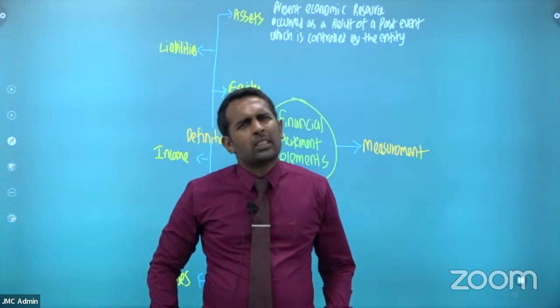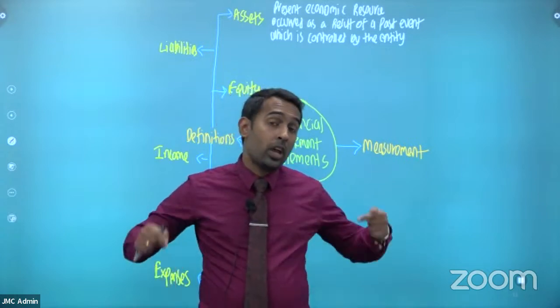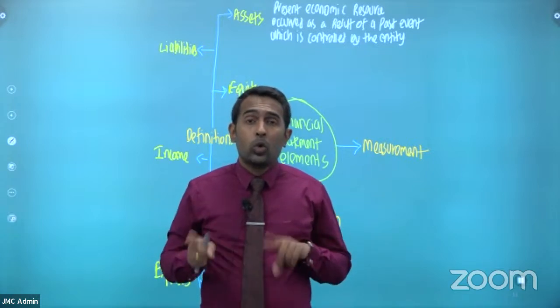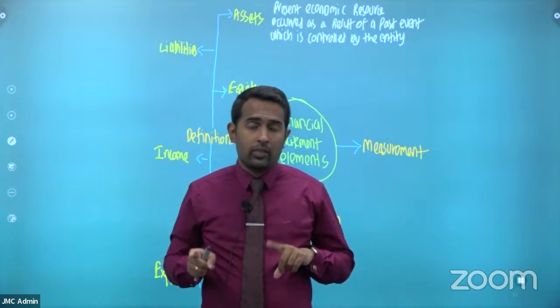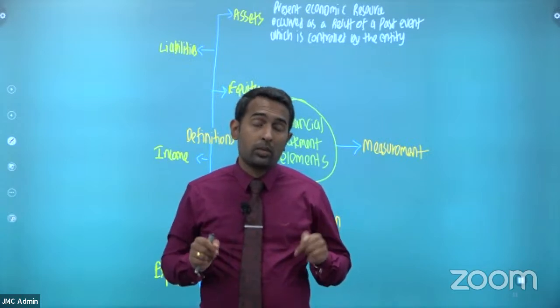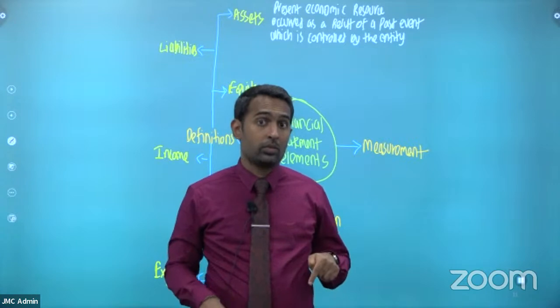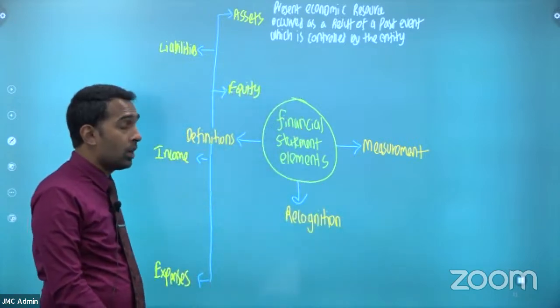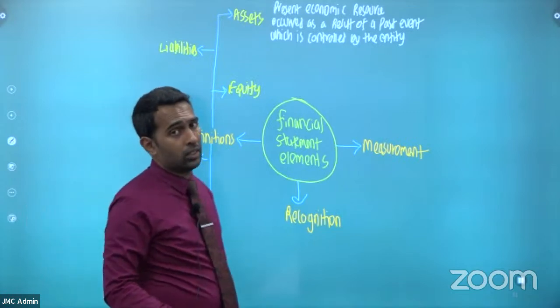It should be present. Present means you should have it right now. If the vehicle was sold, it's not an asset. If the building is not yet purchased, it's not an asset. It should be something you have right now. So an asset is a present economic resource, occurred as a result of a past event.